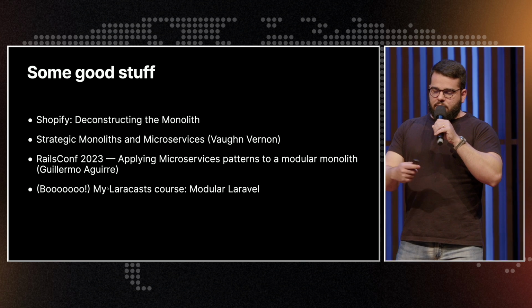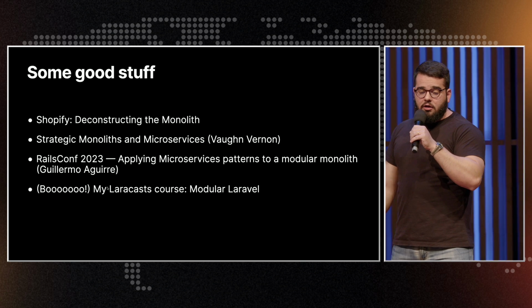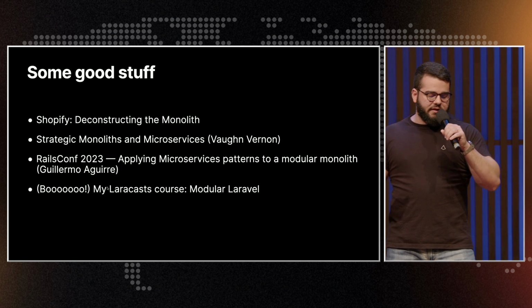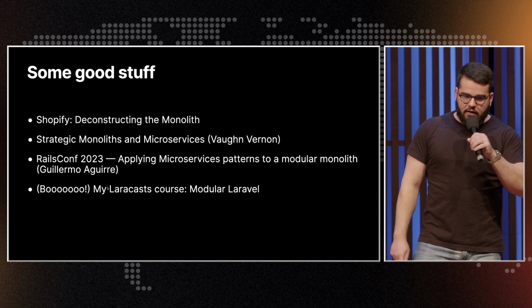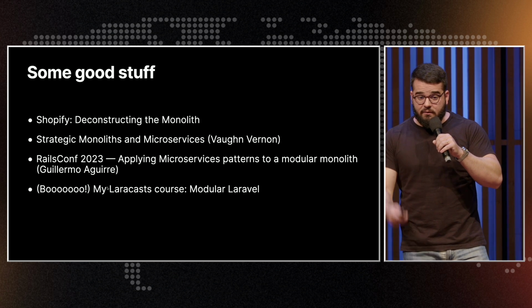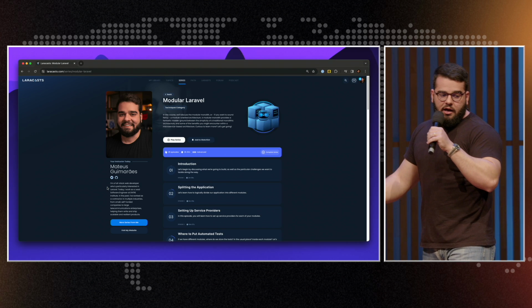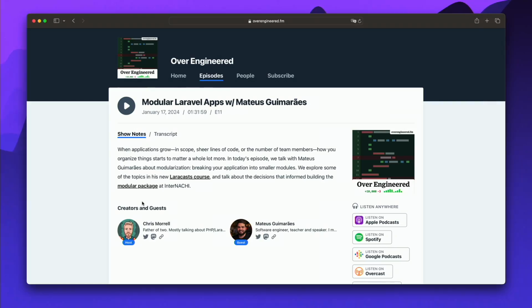Some good articles, and I'm going to have the slides published later, but Shopify has a really good article about modularizing their monolith. There's a good book called Strategic Monoliths and Microservices. There's a RailsConf talk, really good as well, and a little bit more hardcore than mine, that you should check out. And also my Laracasts course, Modular Laravel, which is available on Laracasts. So you can also check that out to have a little bit of a deeper vision on this. And also, I did a podcast with Chris Morell, who was mentioned yesterday by Daniel as well, about modularization, and we have very different opinions, so you can also check that out.